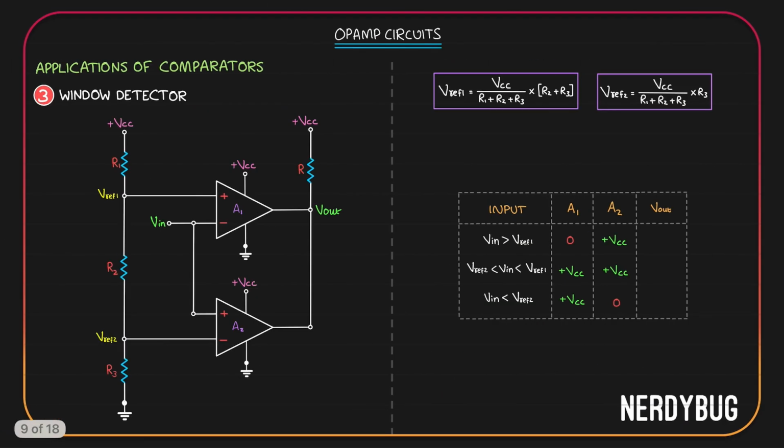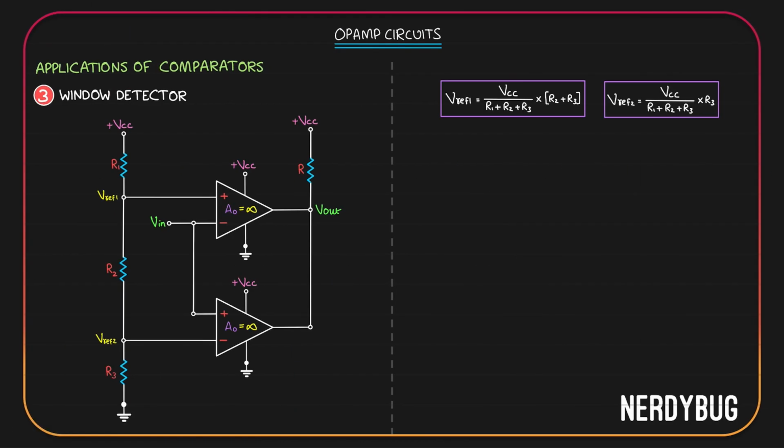Let's go back to our original circuit and apply what we learned over here. When the two outputs are shorted, it simply works as an AND gate. That means we can easily fill this table now. 0, plus VCC, 0. Plus VCC, 0, 0. Only when both op-amps give plus VCC, output will be plus VCC. And this means the circuit will detect whenever the input is between the two reference voltages.